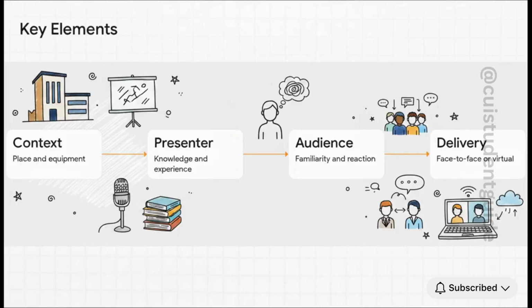Now, every single presentation breaks down into 4 fundamental variables. First up is the context, meaning the physical place and the actual equipment you're using. Second is the presenter, that's you, bringing your baseline knowledge and experience. Third is the audience, factoring in their familiarity with your topic and their real-time reactions. And fourth is the delivery method, whether it's a direct face-to-face interaction or a virtual setup. Every speaking situation involves these 4 variables, and mastering them is exactly how you overcome those pesky communication barriers.